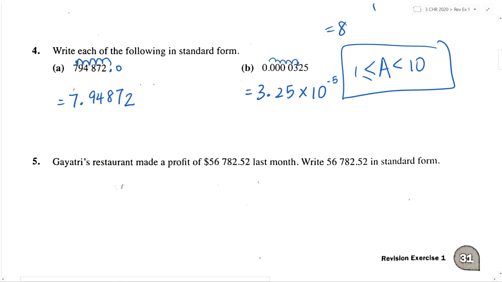Then you look at the question again. It's a very big number, so it cannot be equal to 7.94872. I still need to multiply this by 10 to the power of, we jumped 5 times, so I'll write down at the top 5. Does this make sense? 10 power 5 is a very big number. It makes sense. You can verify with your calculator: 7.94872 times 10 power 5. So you get back exactly the same number.